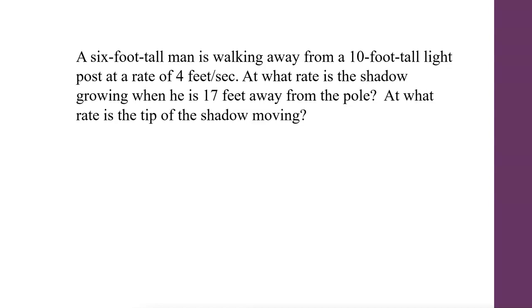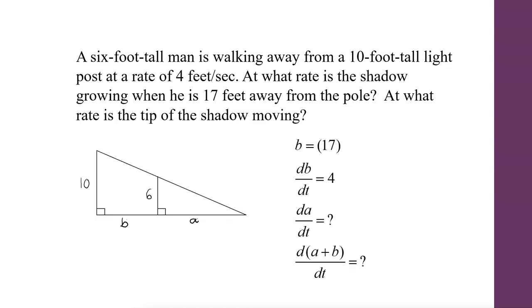Right? So going back to our problem one more time and putting the information in our picture. This is the set of triangles that we had. We knew that the light post was 10 feet tall. The man was 6 feet tall. And there on the bottom, I have two pieces that I don't know. We'll call one piece A and the other piece B.